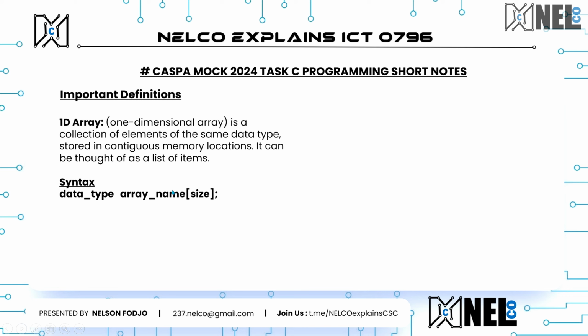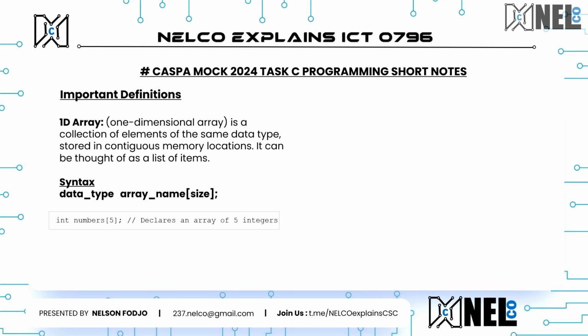Next, you have the array name. Like your list is a list of students or a list of numbers, so you have a name for that. You place it here, and in the square brackets you put the size, meaning how many elements should be put in that list. And you always conclude with a semicolon. All statements in C end with a semicolon.